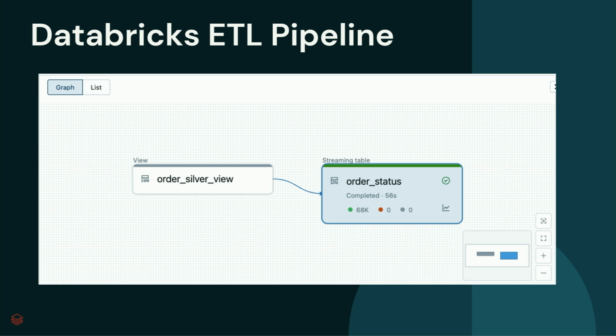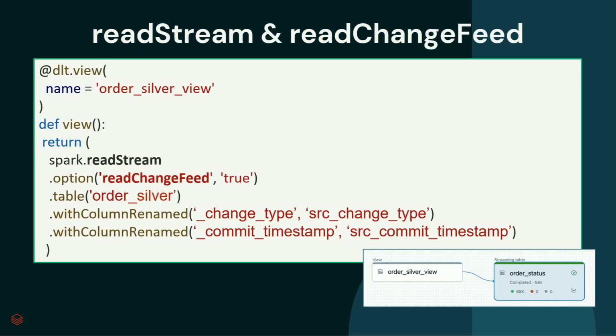So again, back to our pipeline we're building. We're simply going to read from that silver table using the read change feed option, and then we're going to apply those changes into an order status table. What that code looks like when I'm reading: I'm going to declare a DLT view. It's going to do a read stream on the order silver table, and as I showed you previously, use this read change feed option. I'm also going to take a couple of the metadata columns and rename them.